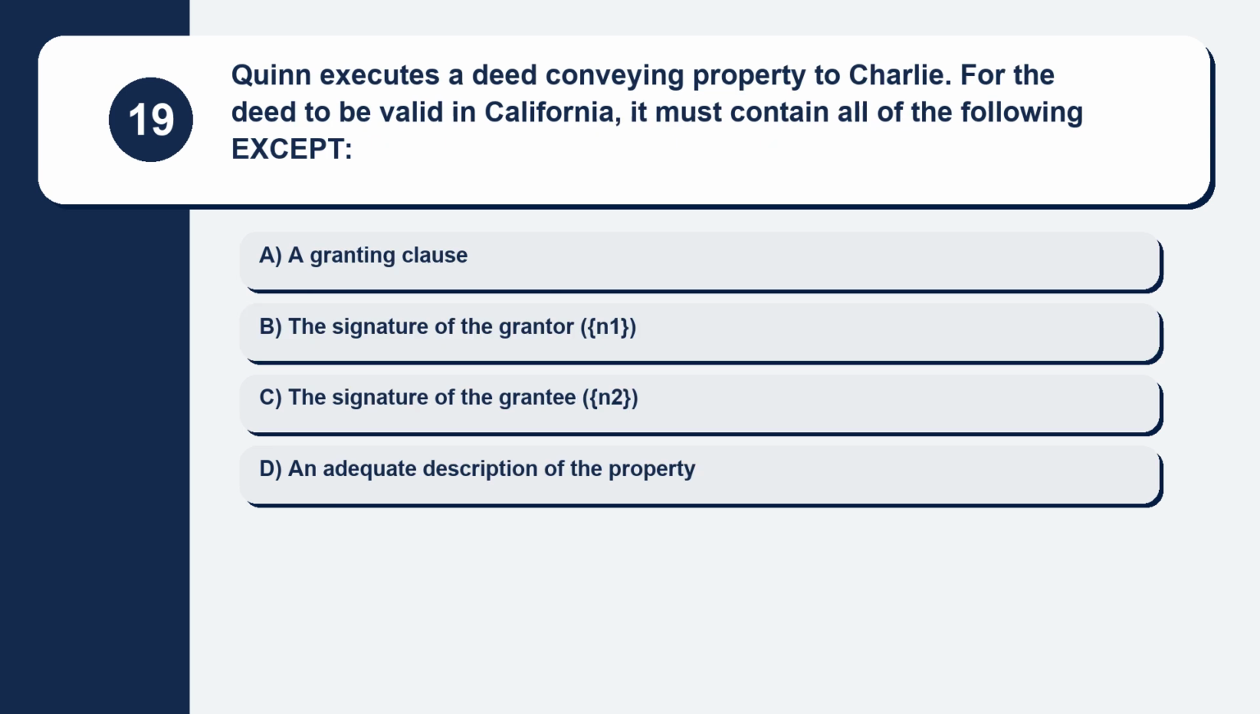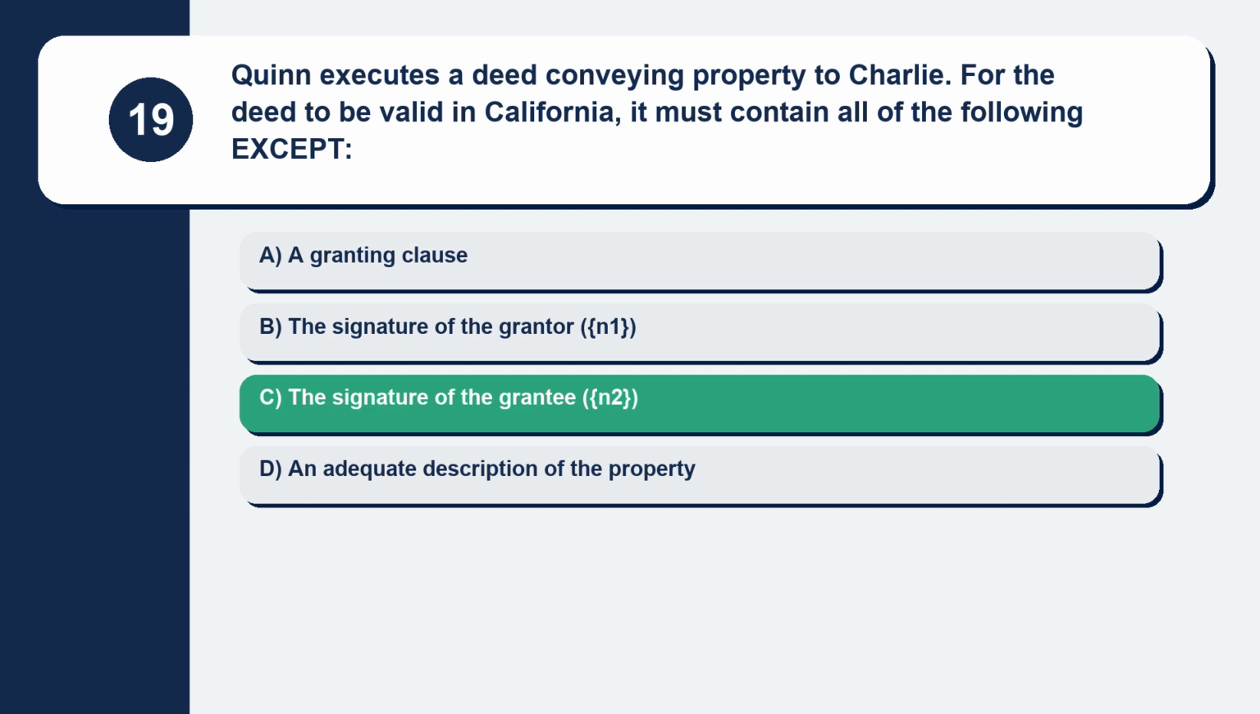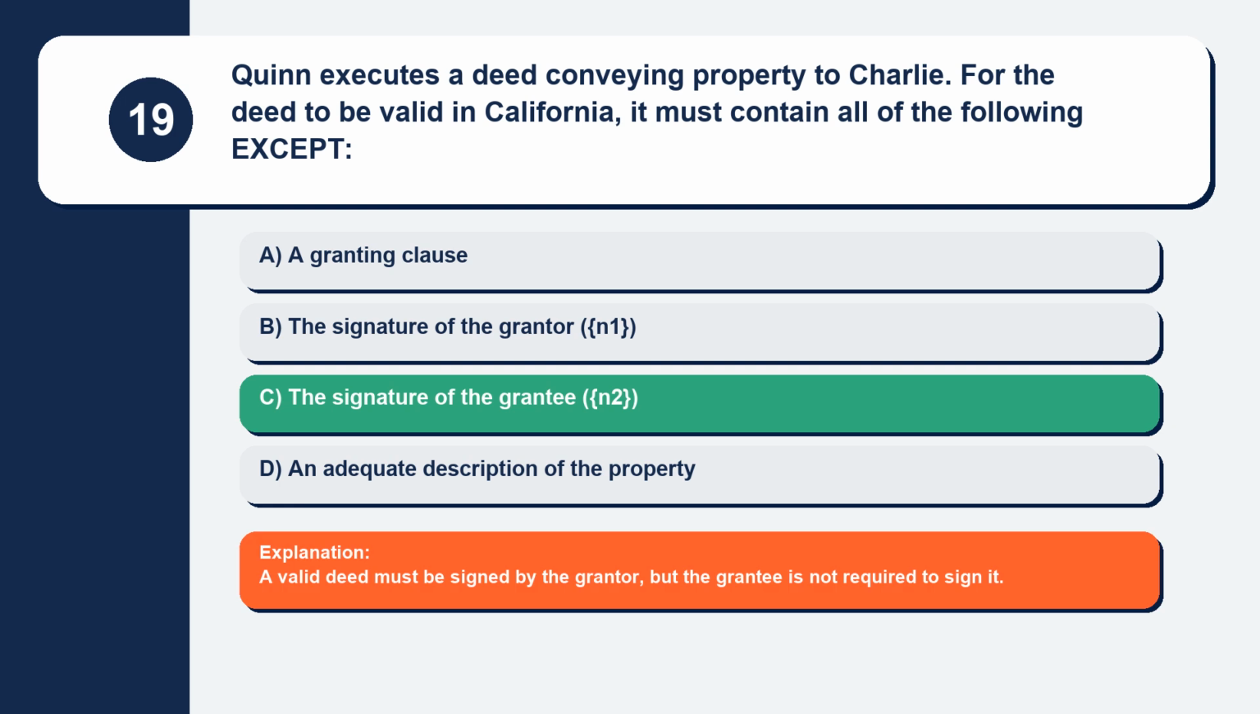Question 19. Quinn executes a deed conveying property to Charlie. For the deed to be valid in California, it must contain all of the following except. Here are your options. Option A, a granting clause. Option B, the signature of the grantor, and 1. Option C, the signature of the grantee, and 2. Option D, an adequate description of the property. The correct answer is option C, the signature of the grantee, and 2. Explanation. A valid deed must be signed by the grantor, but the grantee is not required to sign it.